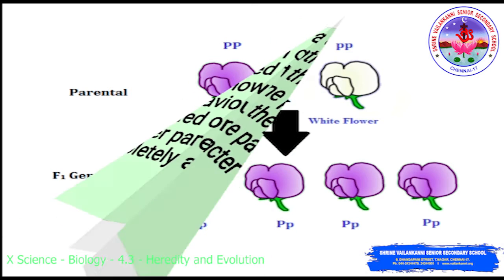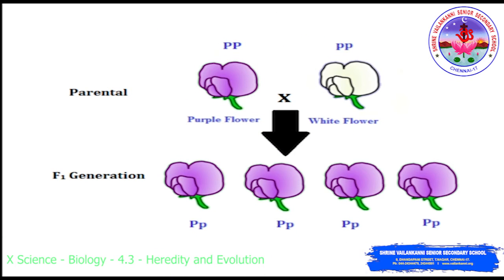This is the perfect example for the dominant and recessive gene. Here you can see the parental cross between a purple flower and a white flower. This is the monohybrid cross, where it took one contrasting character of the flower: one flower was purple in color and the other was white. This was the parental cross. In the F1 generation, he got all purple flowers. So in the F1 generation, the dominant color is violet.